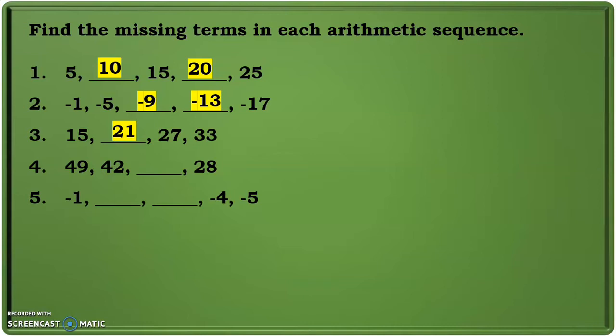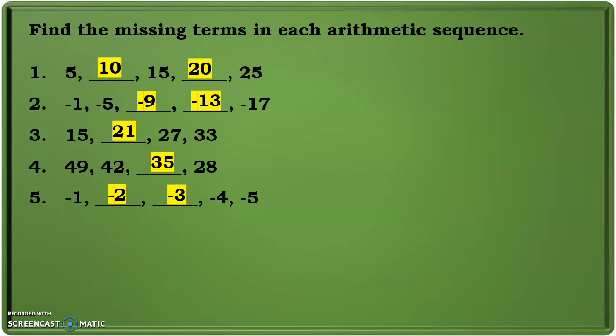So 49 minus 7 is 42. Then 42 minus 7 is equal to 35. And lastly, 35 minus 7 is 28. And for number 5, we simply subtract 1. So, negative 1 minus 1 is negative 2. Negative 2 minus 1 is negative 3.